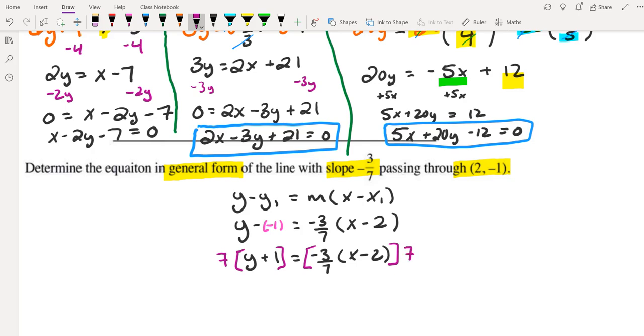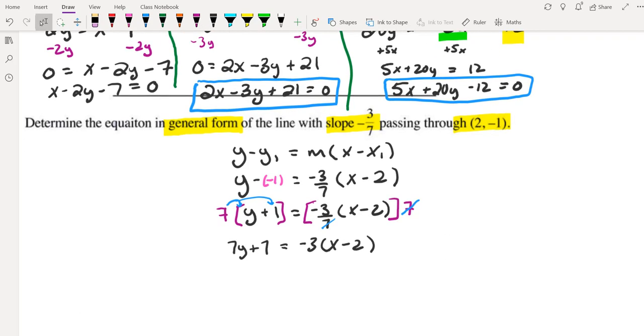Right. On the left-hand side, we've got 7y plus 7, multiplying this 7 through the brackets. On the right-hand side, since all these terms are multiplying, this 7 and this 7 cancel each other out, and we're left with negative 3x minus 2.